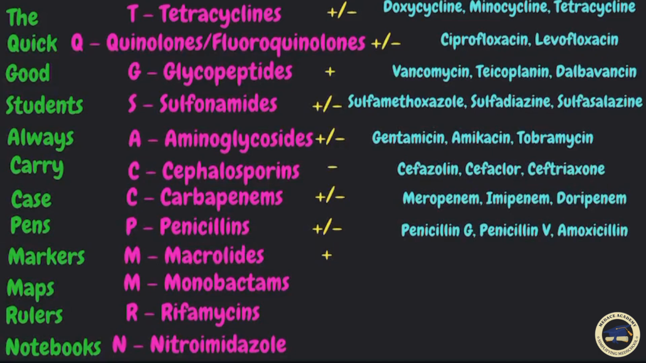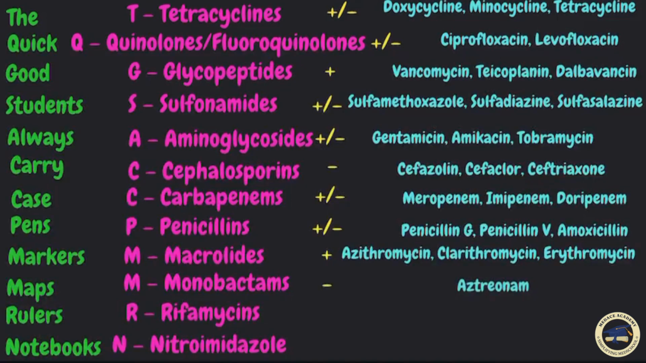Macrolides working against gram-positive, and then examples include azithromycin, clarithromycin, and erythromycin. Monobactams working against gram-negative, and then we have aztreonam as the only example here. And then we have rifamycins, which work against both gram-positive and gram-negative bacteria. And then examples include rifampicin, which can also be called rifampin, and rifapentine.